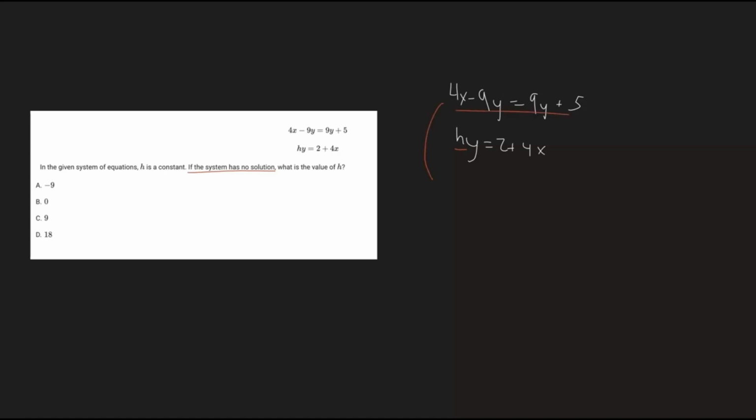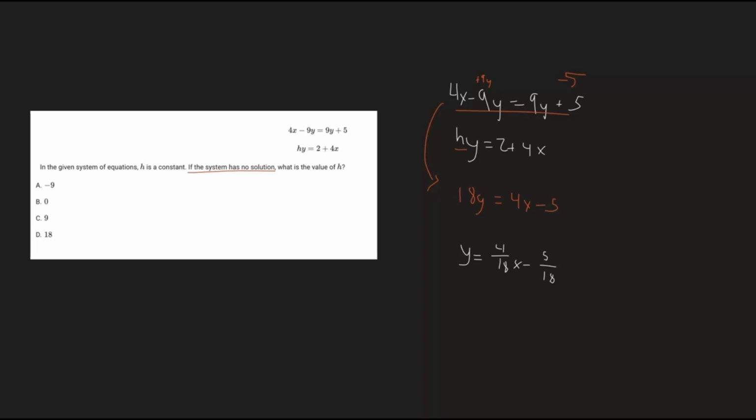So the top one right here, what we can do is add 9y to both sides, and then subtract 5 from both sides, just so we can isolate for y. So we have 18y equals 4x minus 5. And now for slope-intercept form, this will just simplify. We divide both sides by 18. So y will be equivalent to 4 over 18 x minus 5 over 18. All right, so this is our equation, right?